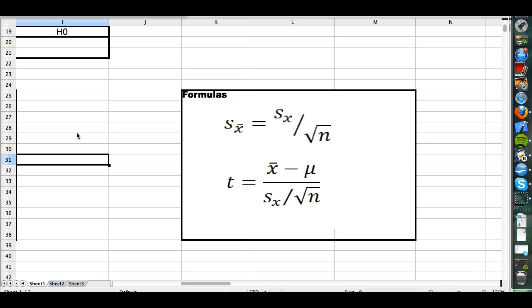I hope you're doing great today, and welcome to this tutorial where we're going to be talking about how we can conduct a hypothesis test using the t-distribution. And more specifically, what we're going to be testing is the difference between a sample mean and a population mean.